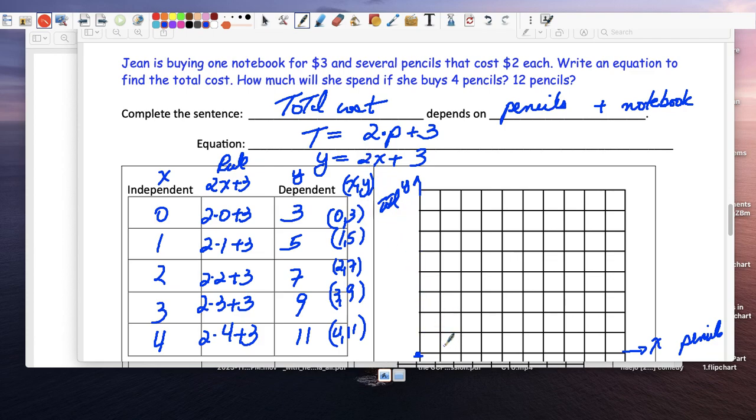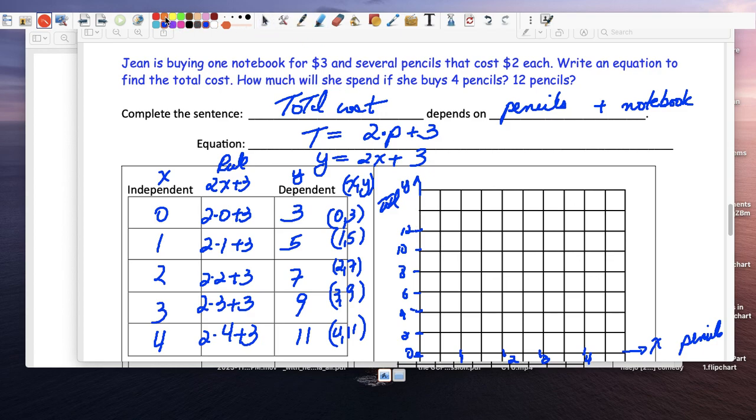So let's do 1, 2, 3, 4. Sorry, I don't want to lower the screen because that's going to mess up everything. 1, 2, 3, 4, and then up we go by 2. So let's make this 2, 4, 6, 8, 10, 12.